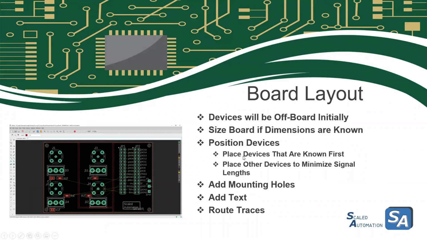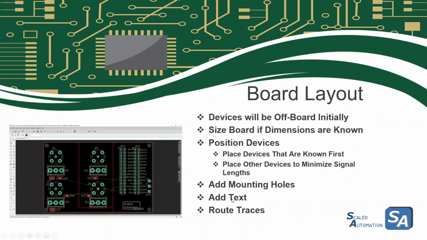So in positioning devices, place the devices that you have a known location for first, and then place other devices to minimize signal links and avoid that crossing over I talked about. You'll add mounting holes. You'll add any text like the name, like I put scaled automation on there and I put a rev number on it. And then you'll route the traces.